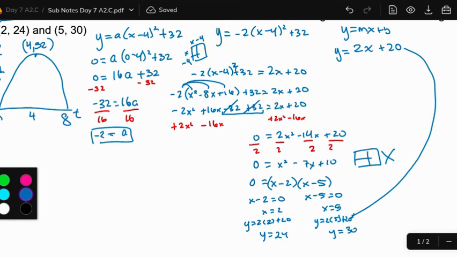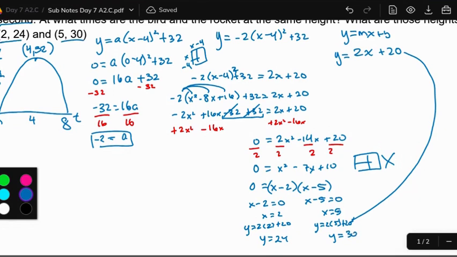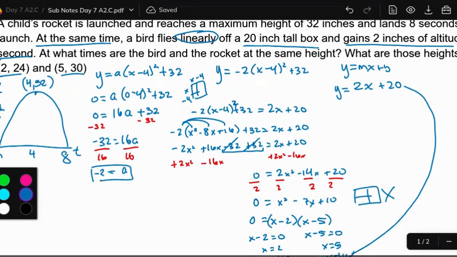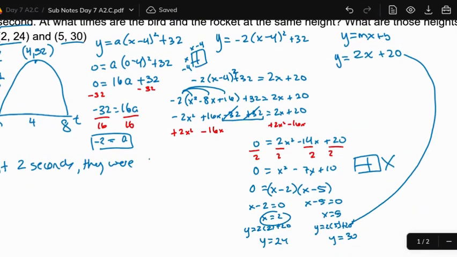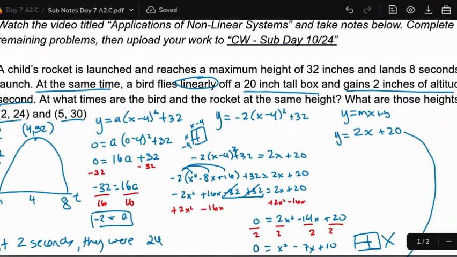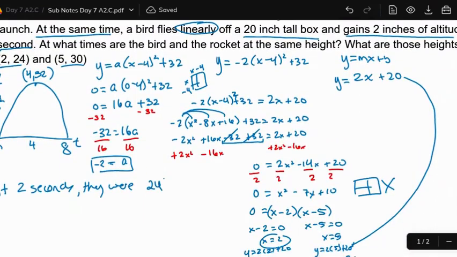And I did put answers up there for you to check your work, but word problems we always want to answer in a complete sentence. So at what times were they at the same height, and what are those heights? So at, what's my x value? First x value is 2, so at 2 seconds, they were 24 units. Are meters? No, inches. Inches high.